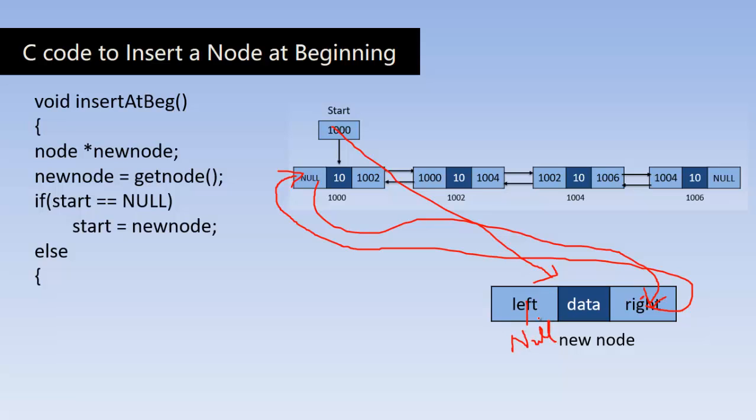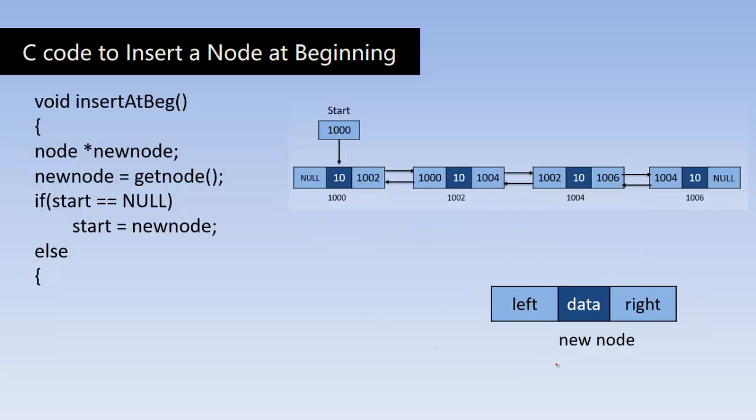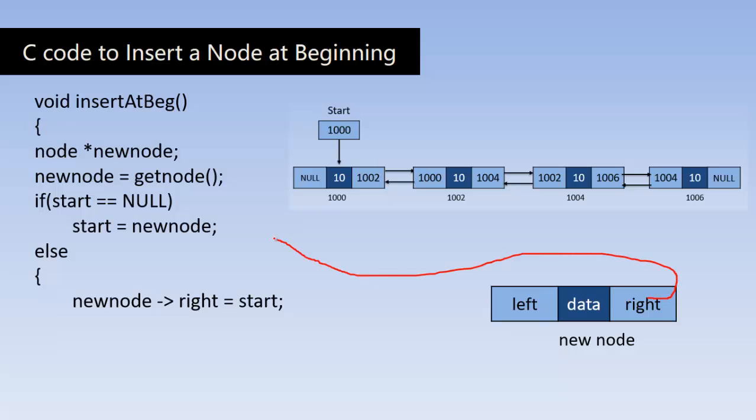I don't need to put the null in left because by default it is null when the new node is created. So let us discuss that. Else, new node of right equals start. What is the content of start? 1000. So that will be stored in the new node's right. So now new node's right is currently pointing to this node.